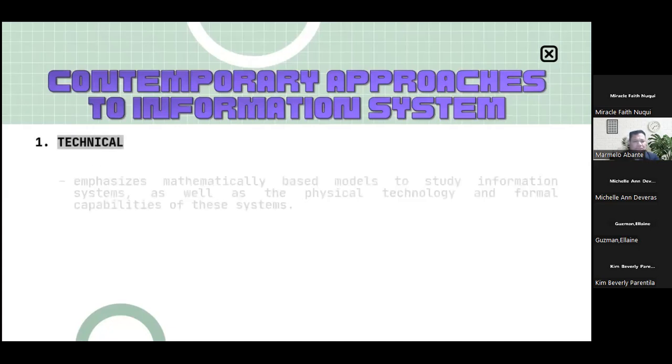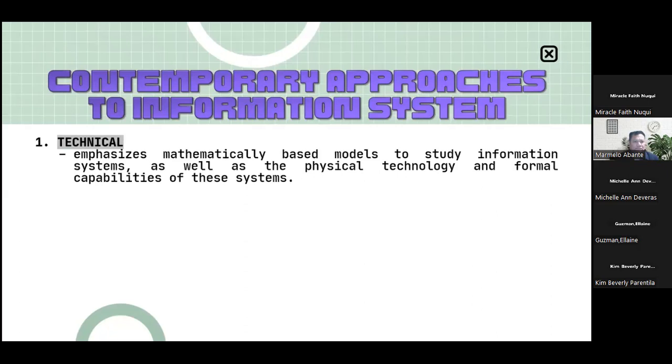The study of information systems is a multidisciplinary field. No single theory or perspective dominates. The various contemporary approaches to MIS development are the technical approach. This emphasizes mathematically based models to study information systems, as well as the physical technology and formal capabilities of these systems. It is often used for developing large-scale, complex information systems.